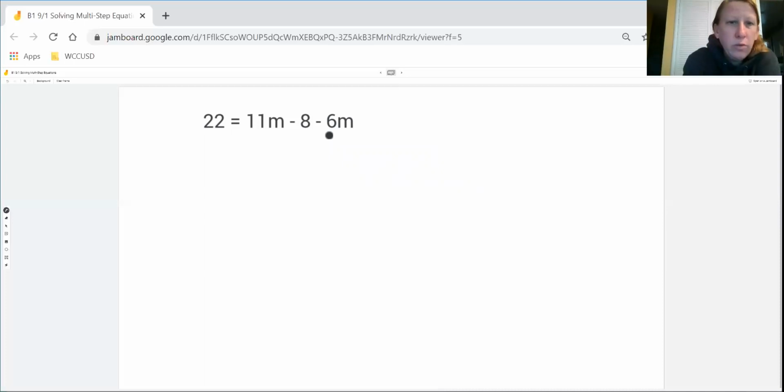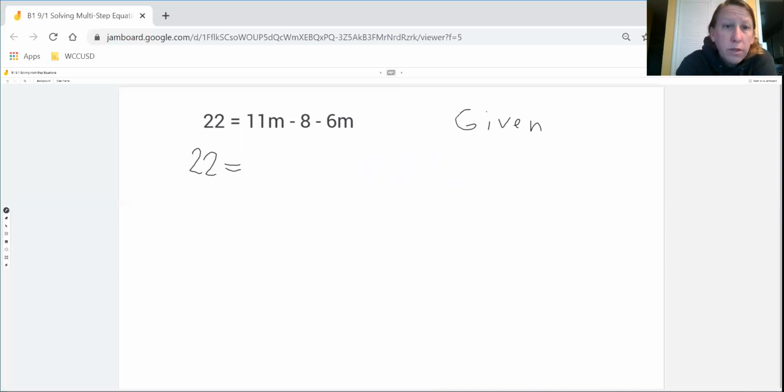So how do we deal with this? First of all, this is the given problem. It was in our book, or the teacher gave it to us. And the first thing we're going to do is, again, simplify. Simplify as much as you can before you start solving.